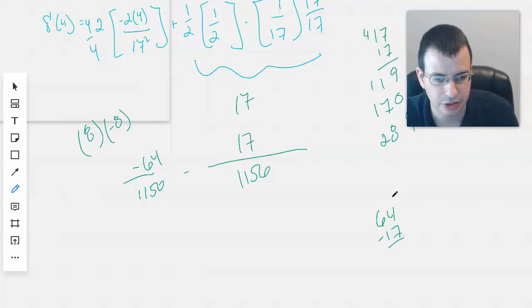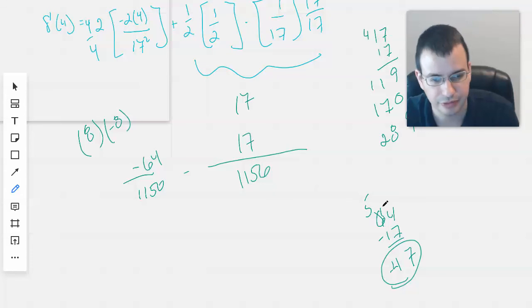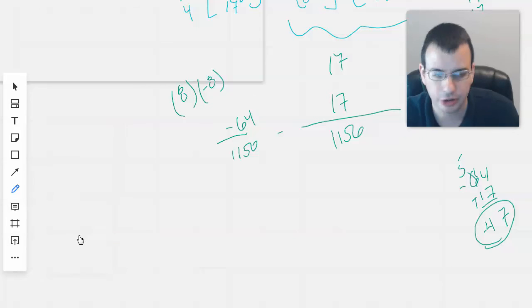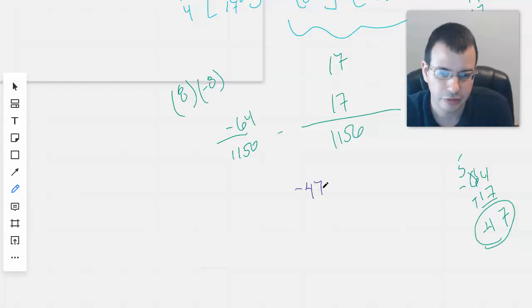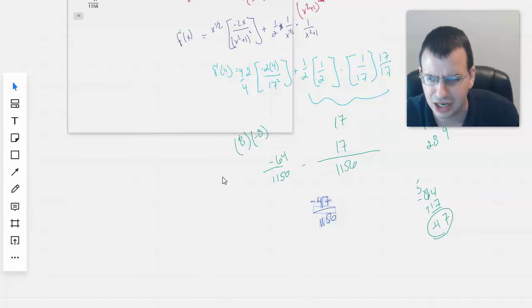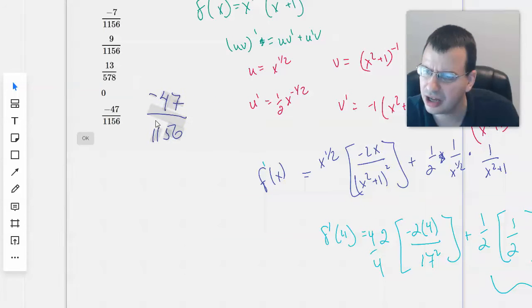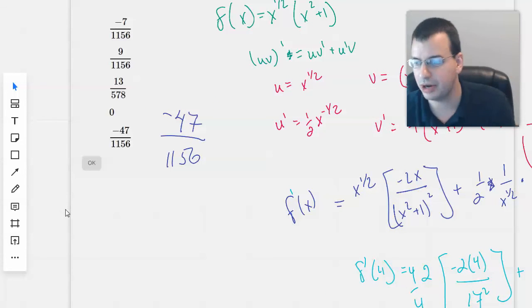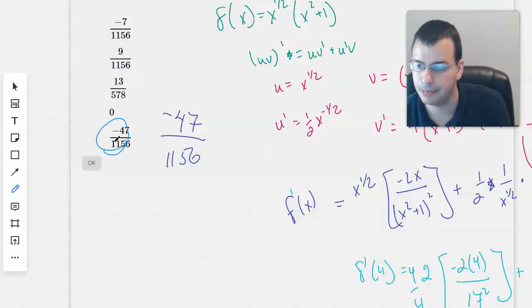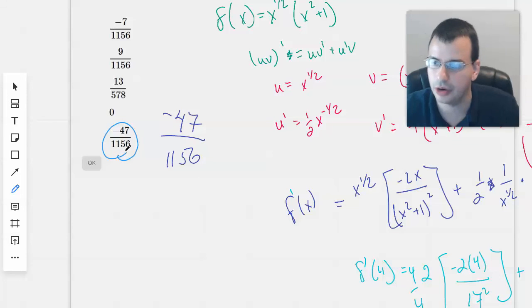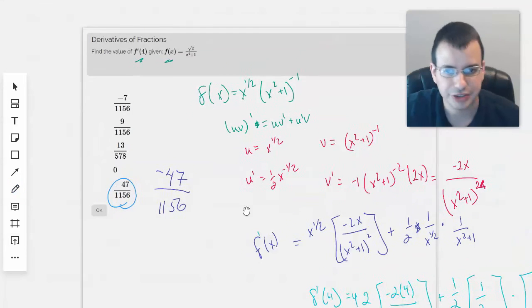So 17 minus 64, I'll do 64 minus 17. I know, lots of work here. 14 minus 7 is 7. 5 minus 1 is 4, so it's 47, and it'll be negative. So we have negative 47 over 1156. Ooh, that is an odd number. I'm not quite sure. But it's a possible solution. So that is what I'm going to go for. Negative 47 over 1156.